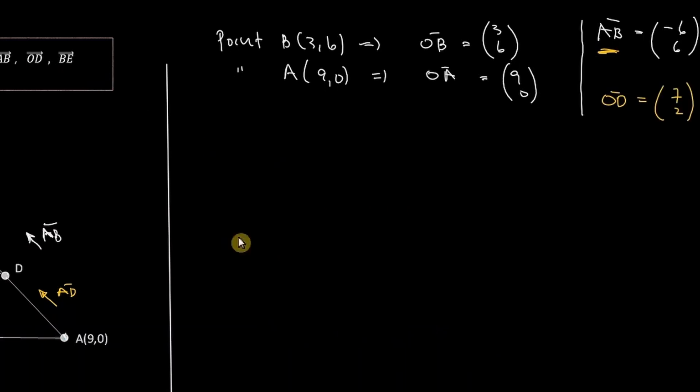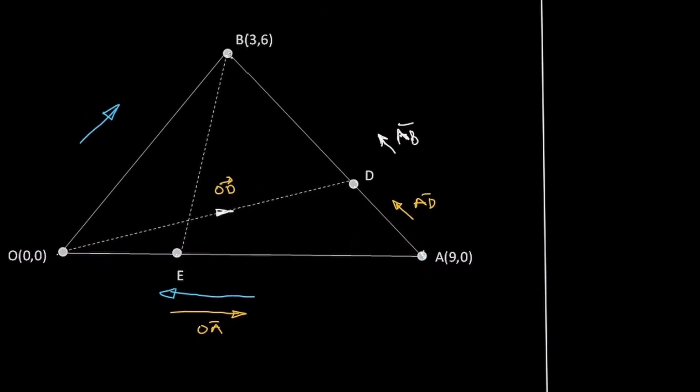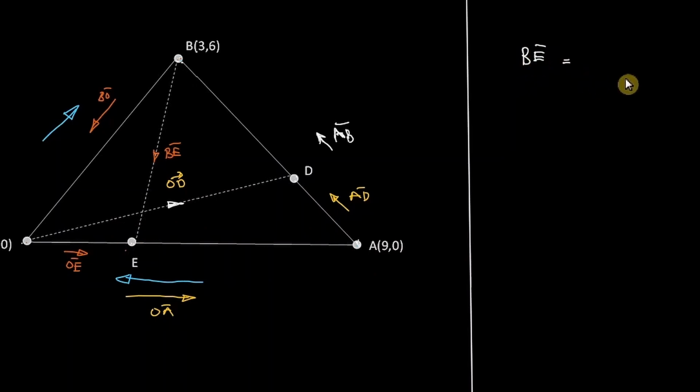Let's write this here. Finally, we need to find the vector BE. First let us identify the vector BE. The vector BE is the vector going from B to E, so it's going in this direction. Let's label it, vector BE. If you imagine that you are at B and you need to get to E, you could first take the path from B to O and then from O to E. So this is the path we will be taking. We'll first go from B to O in this direction, and then from O to E in this direction. So vectorially, the vector BE is the vector going from B to O plus the vector going from O to E.